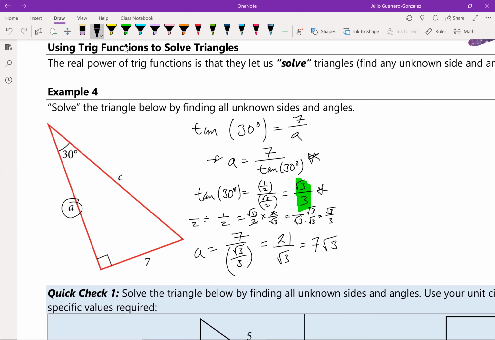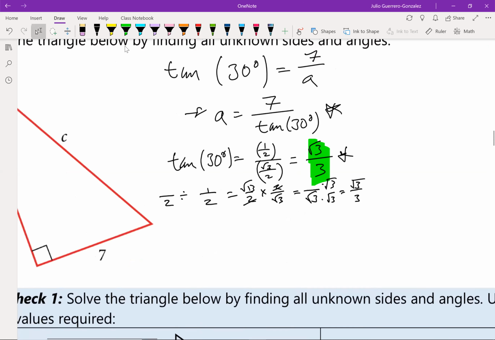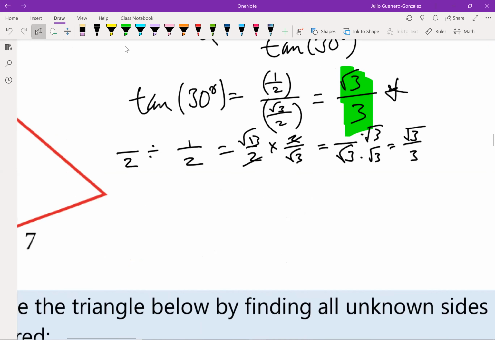Do I need to show the voodoo math there? I might as well. I just should do it, huh? If possible, yeah. Okay. So we have this going on, right? So A is equal to 7 divided by root 3 divided by 3, right? Is the same thing as 7 over 1 divided by root 3 over 3.